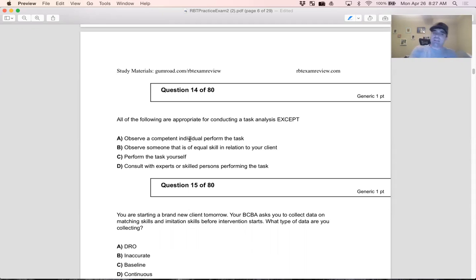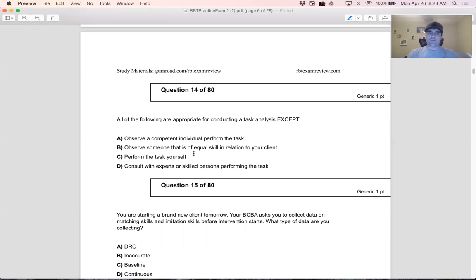B, observe someone that is of equal skill in relation to your client. Now, what's the problem here? You might argue that, well, I want an age appropriate task chain, which would be fair. But think about it. If you're analyzing a task to teach your client, you can assume that the skill is not up to par. We're teaching the skill. So you wouldn't want to conduct a task analysis by watching someone of equal skill, because the assumption is that same person also needs to learn the task. So B is not a good answer.